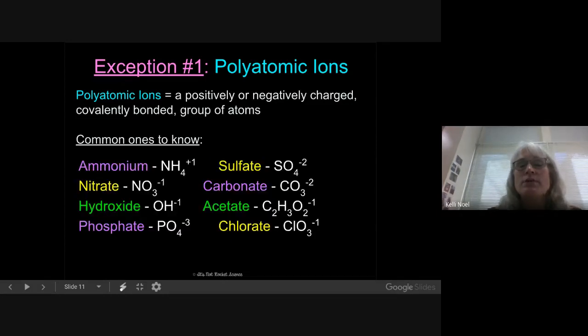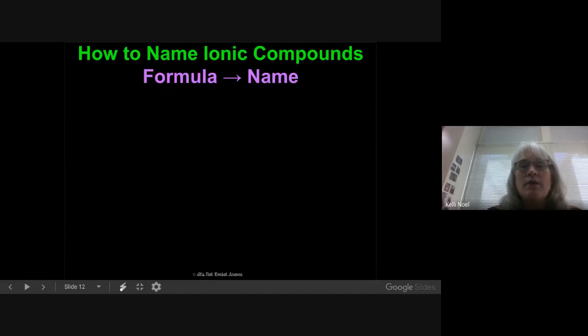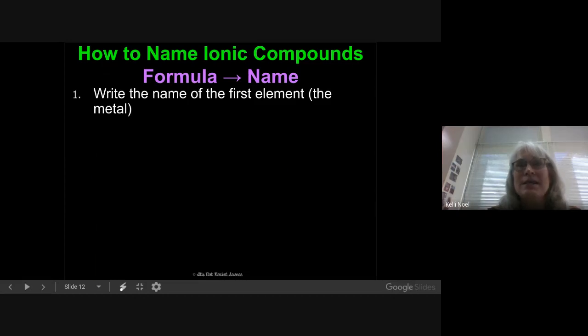So here are some common ones to know. There may be a place to write that on your note sheet, but on the table that you have them, you may want to highlight them on that table. So if you're given the formula, you're going to write the name. Again, you're going to write the name of the first element, which is going to be the metal, unless it is one of the polyatomics. There's one polyatomic that has a positive charge, and that is ammonium.